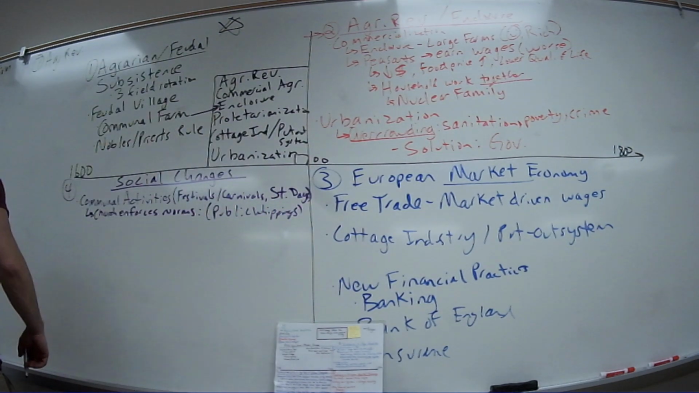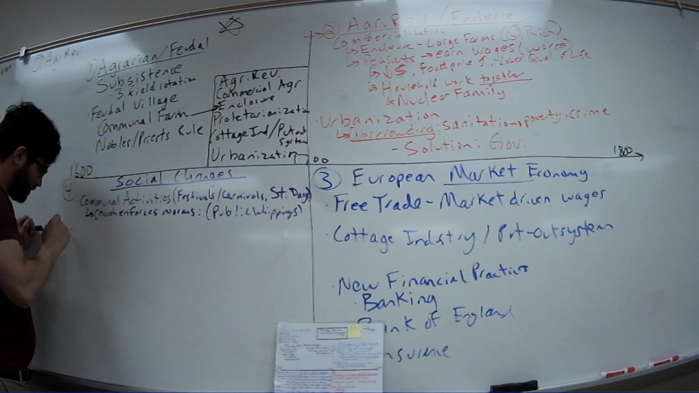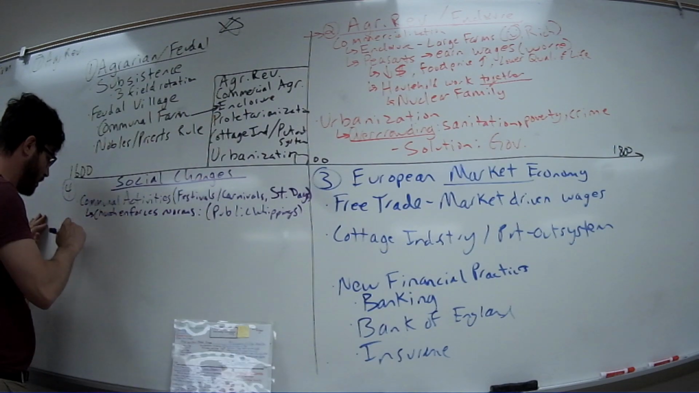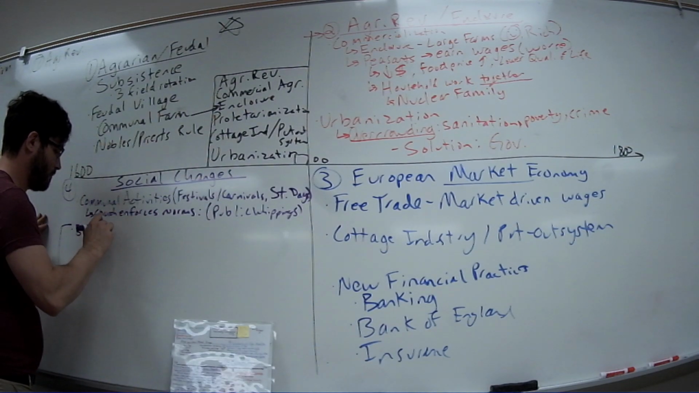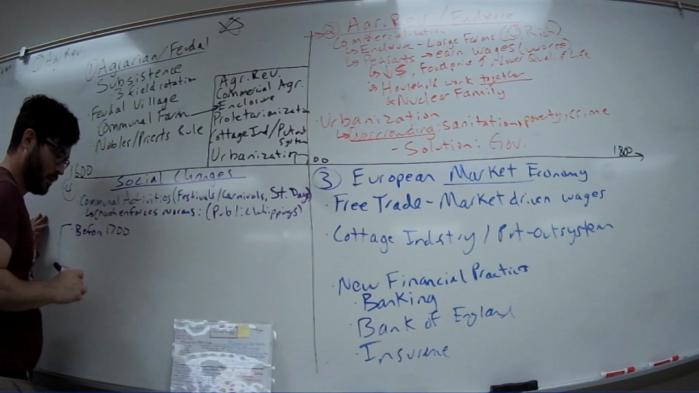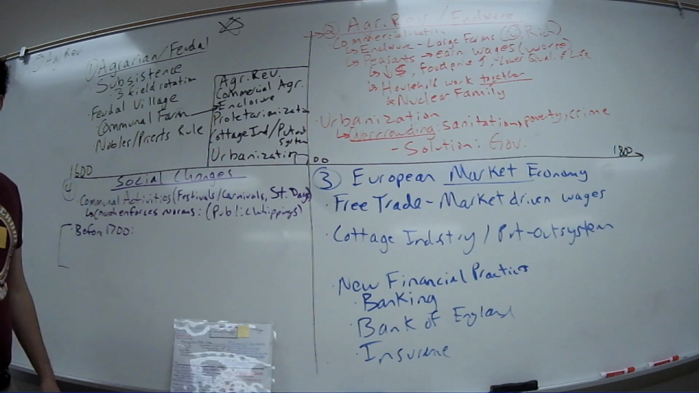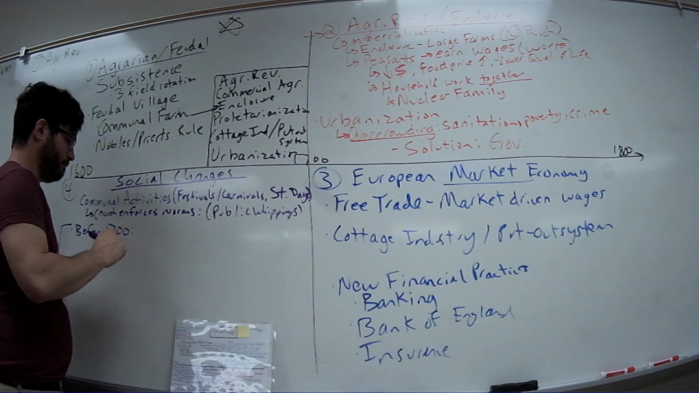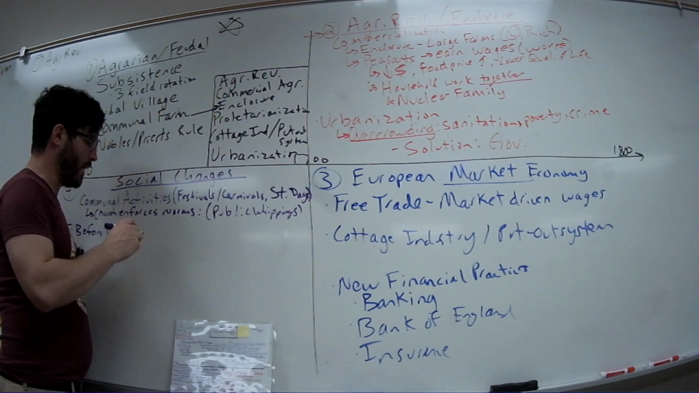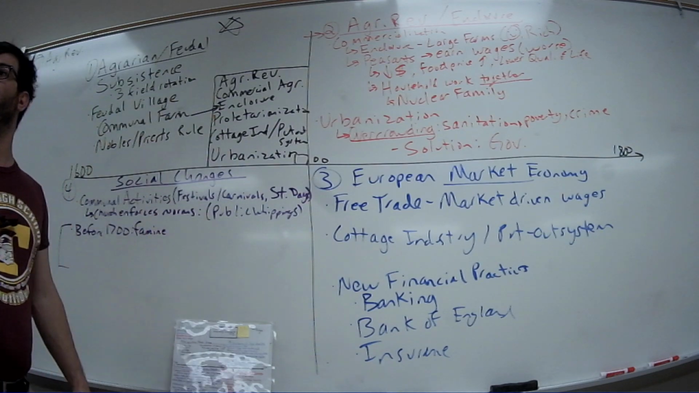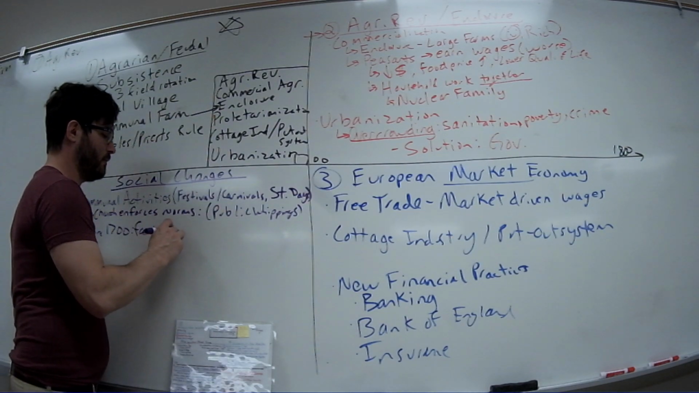Next section. Here's the big one. So these two go together. You can draw that after. So before 1700, everybody died. Why? Good answer. We'll just say famine. And most of the time, famine happened because of weather.